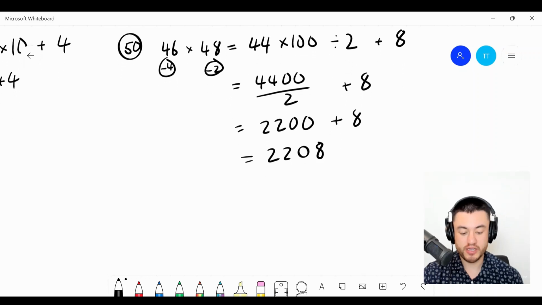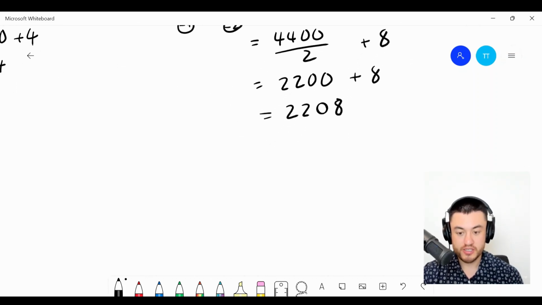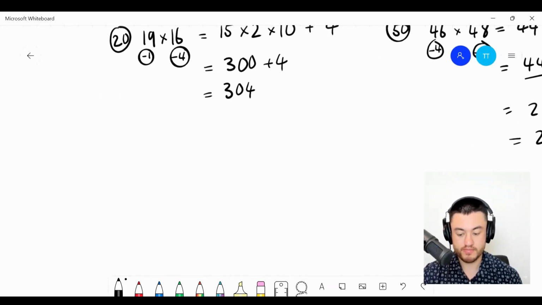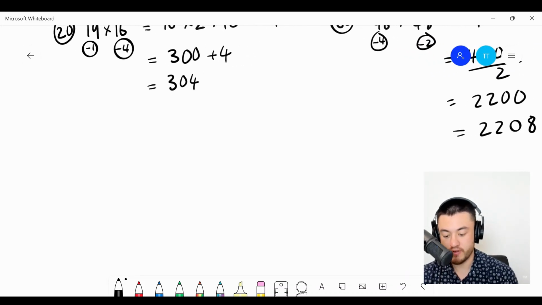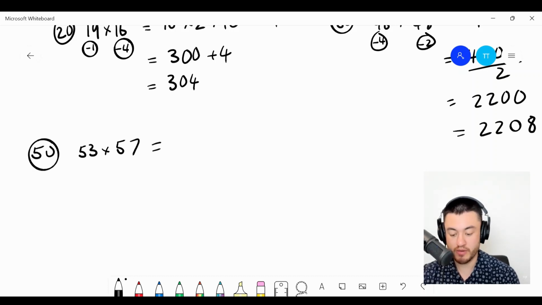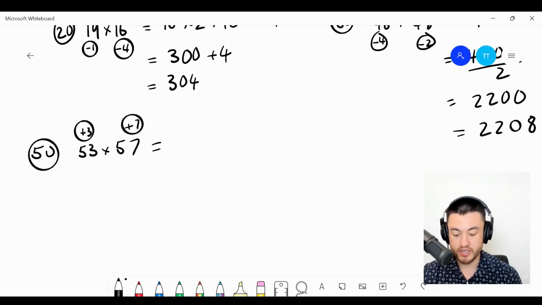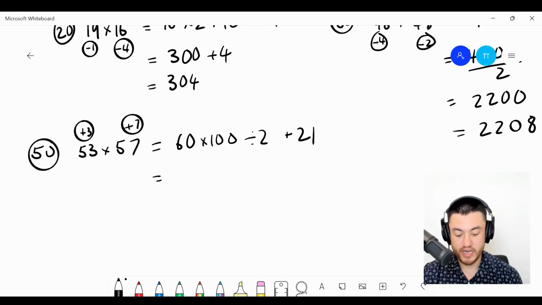Okay, let's write that a little bit more quickly. Supposing we had 53 times 57. 50 as our reference number. This time we're above, so I'm going to have a plus 3 and plus 7. Adding diagonally, that would give me 60 times 100. I'm going to halve that and add the two numbers multiplied, which is 21. So we have 60 times 100, 6,000, halve it, 3,000, plus 21 is 3,021.